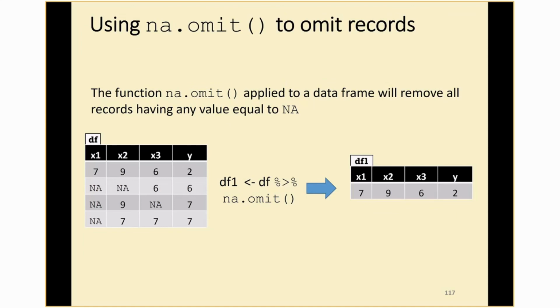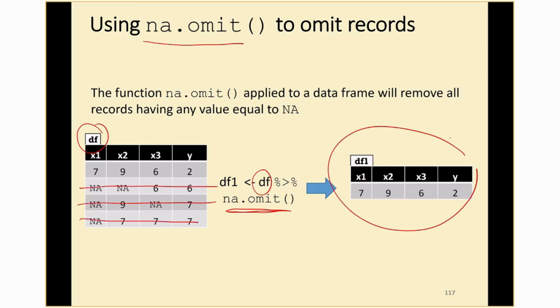So let's go over some of those specific functions that are used to deal with NA, beginning with na.omit, which is a really heavy hammer, which essentially will eliminate any record in the data frame that has an NA anywhere. So we start off with df, and then hit it with the hammer, na.omit. Any record that has any NAs gets discarded. So this guy gets discarded, this guy gets discarded, this guy gets discarded, and we're left with that.